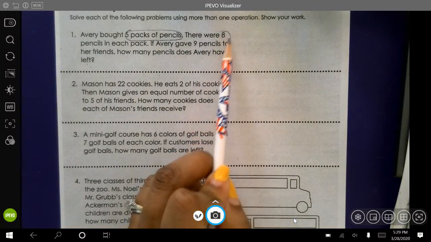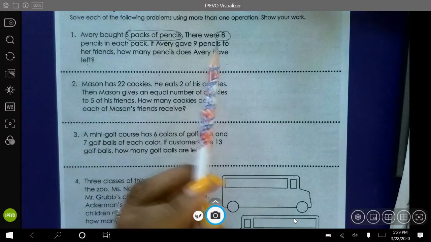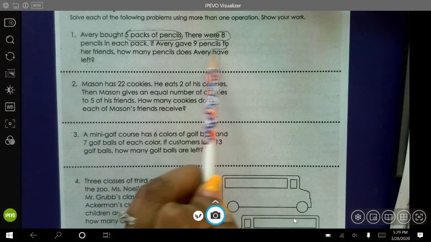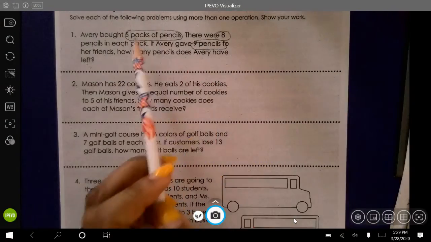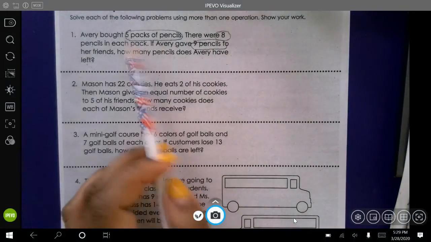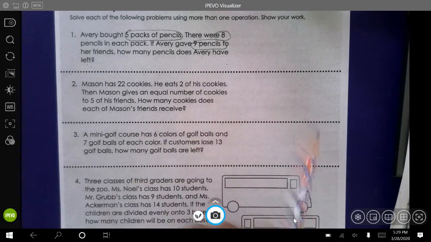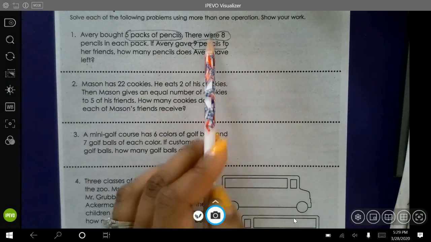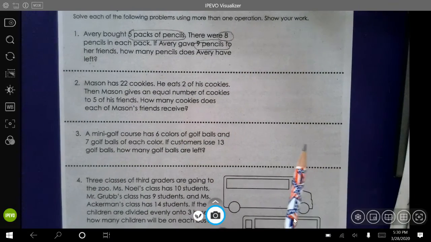8 pencils were in each pack, and 9 pencils were given to her friend. Okay. I went ahead and circled some words along with 5 and along with 9. You don't have to. You can just simply circle 8, 5, and 9, however you feel comfortable.